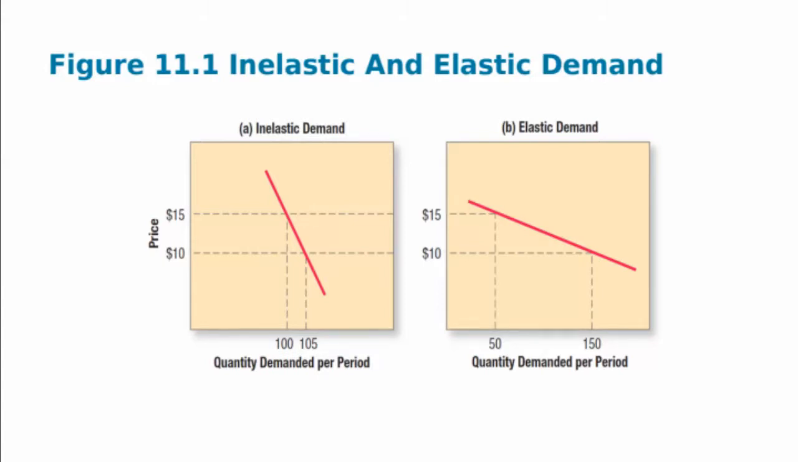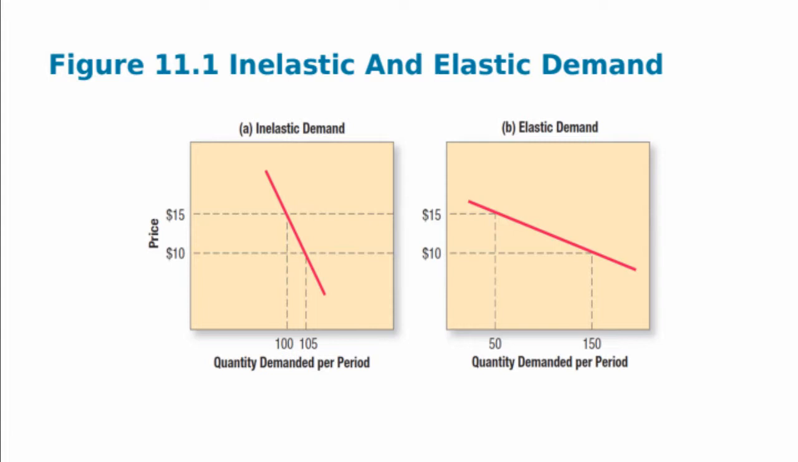Graph A is titled Inelastic Demand. The horizontal axis is labeled quantity demanded per period, and the vertical axis is labeled price. The graph shows a sloping line from top left to bottom right, passing through $100, $15, and $105, $10. Two horizontal dashed lines and two vertical dashed lines intersect the sloping line at $100, $15 and $105, $10.